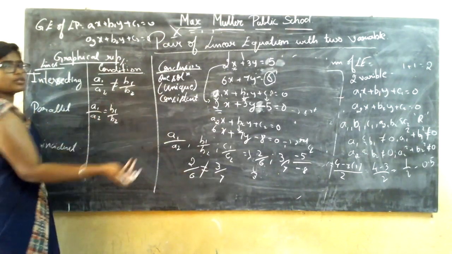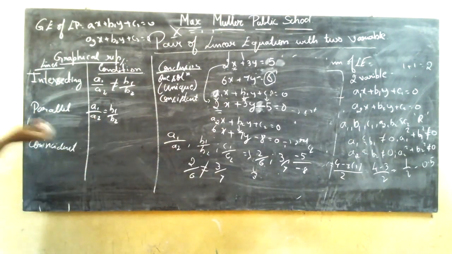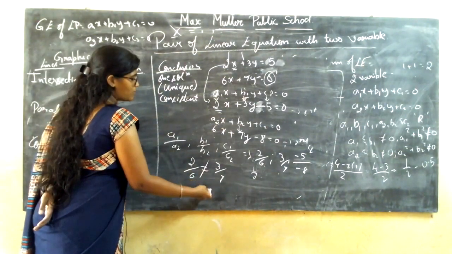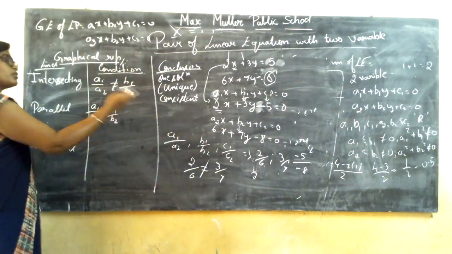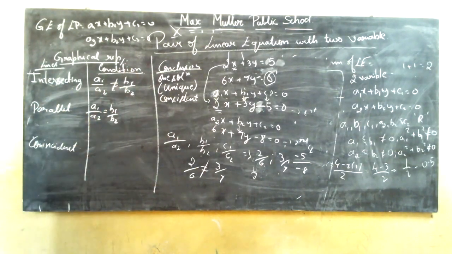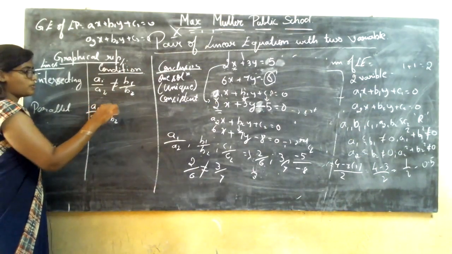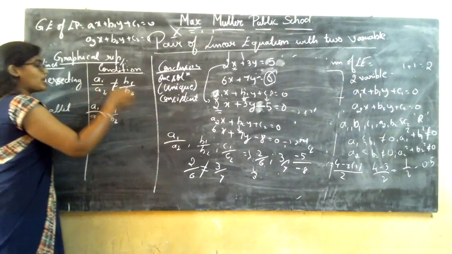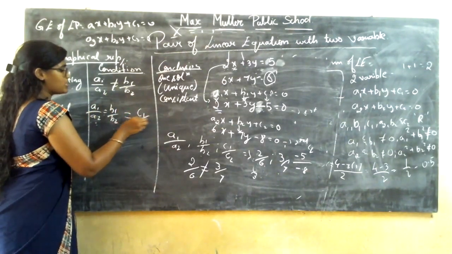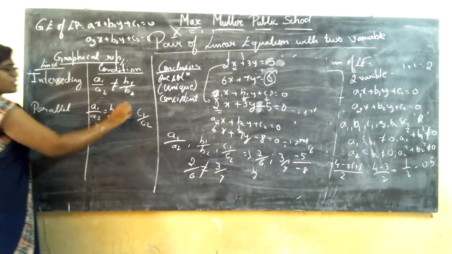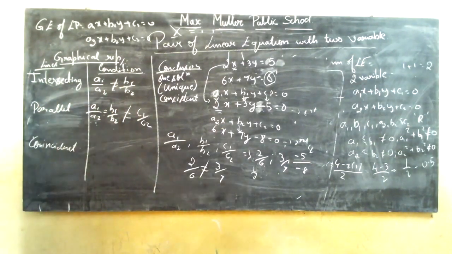Here, why did you not look at the C1 by C2? Because initially the terms were not equal. If the terms are not equal in the initial stages only, then it is not necessary that you need to look at C1 by C2. Now see, it is equal here. A1 by A2 is equal to B1 by B2. Now you are going to see whether C1 by C2 is equal or not. For parallel line, C1 by C2 will not be equal.